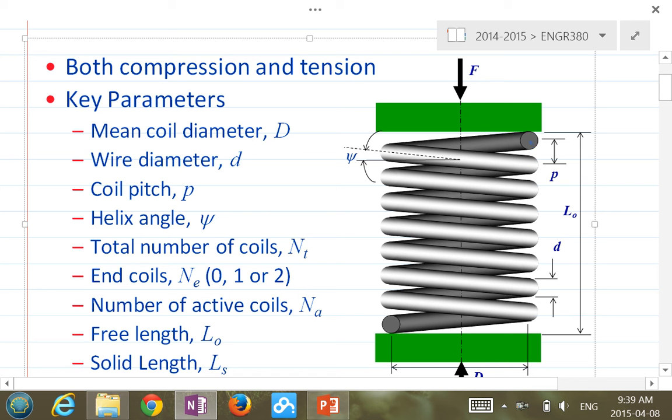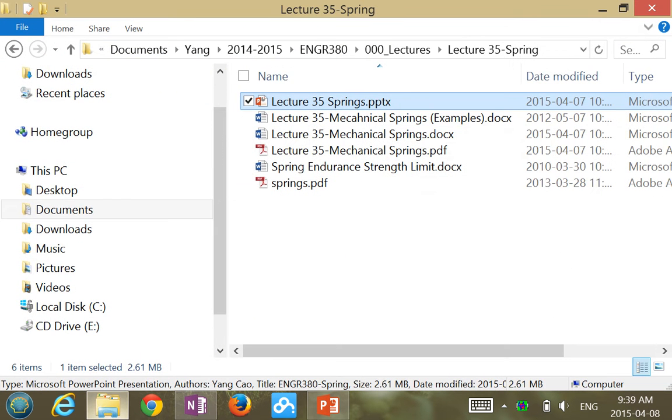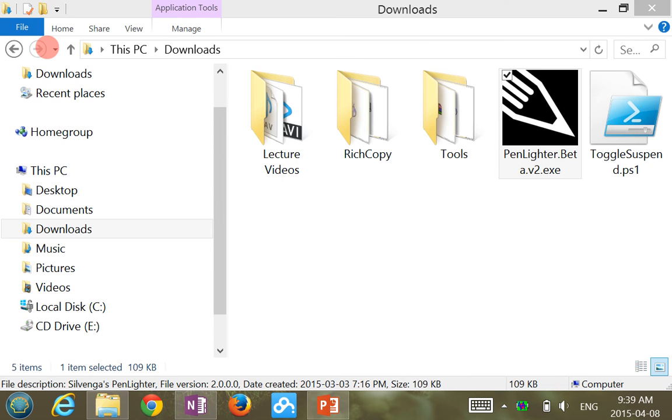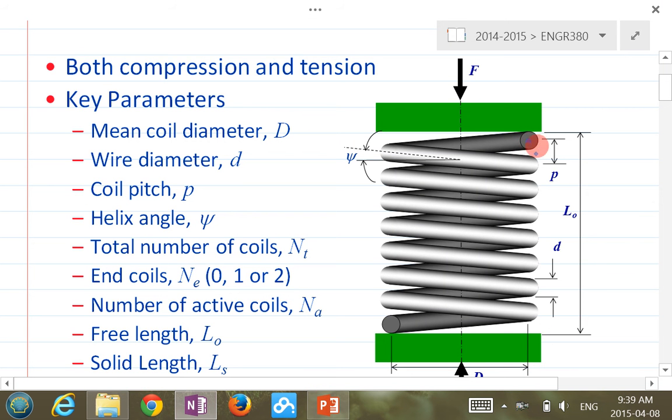Okay, so if you take the center from here, and then the center over here, that's what you get, basically the pitch. Just like the pitch for screw threads, right? And you have this so-called wire diameter. Basically, this guy here, right? This is the wire diameter. Okay, it depends on material.